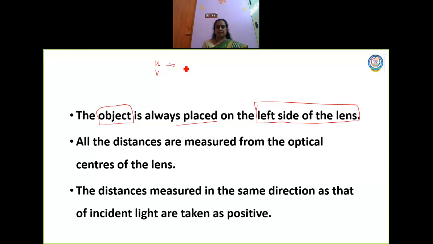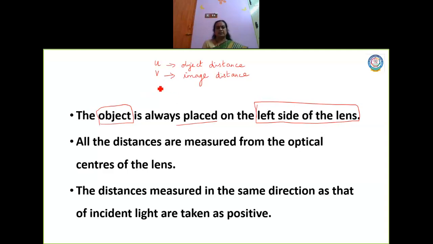U is object distance. Object distance in the sense it is the distance of the object from the optical center. Similarly, V is image distance. Image distance is the distance of the image from the optical center. So what is U? What is V? U is object distance, V is image distance.